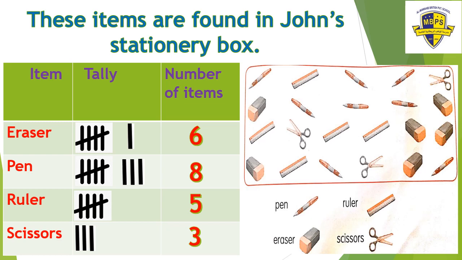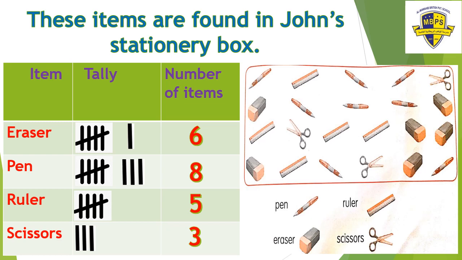Now there is a table with 3 columns. We have the name of the items. That is eraser, pen, ruler, scissors. Now, we have to count the items and put tally marks. Now, the best way to do this is, when you count each item, you're going to cross it out in the box so that you don't repeat counting the same item again.